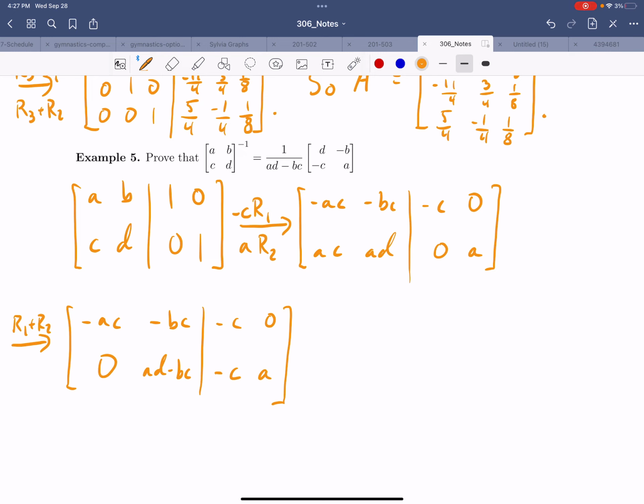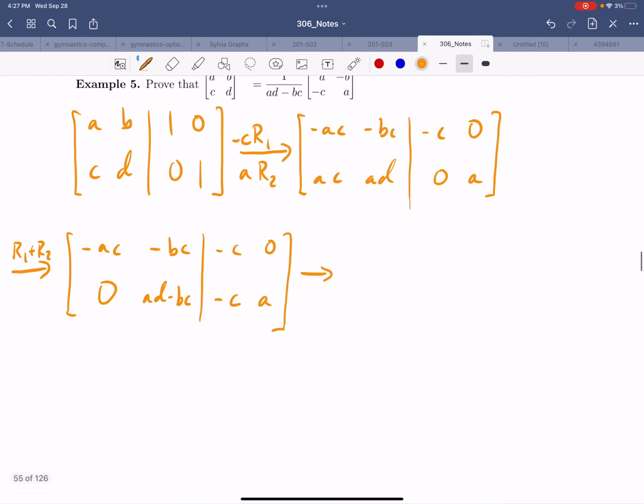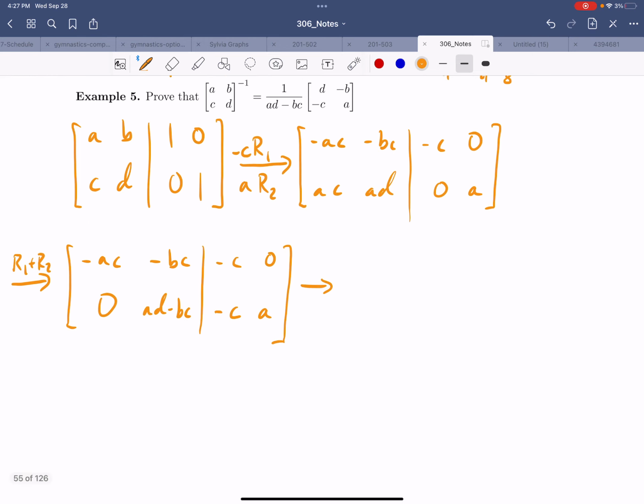Okay, so now I think it's clear in theory what we need to do to make this reduced echelon form. Turn this into a 1, turn that into a 0, turn that into a 1. So we can do that. Which way should we do it? It's not the most pleasant thing when you're working with general numbers like this, but we can do it. Let's make sure we have enough room. Why don't we divide R2 by AD minus BC.